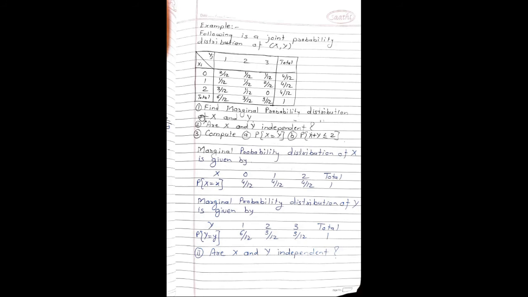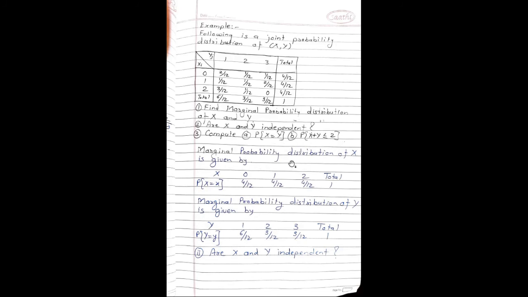The first part of the problem is to find the marginal probability distribution of x and y. Second part of the problem, are x and y independent? Third part of the problem, compute probability x is equal to y, and probability x plus y less than or equal to 2.